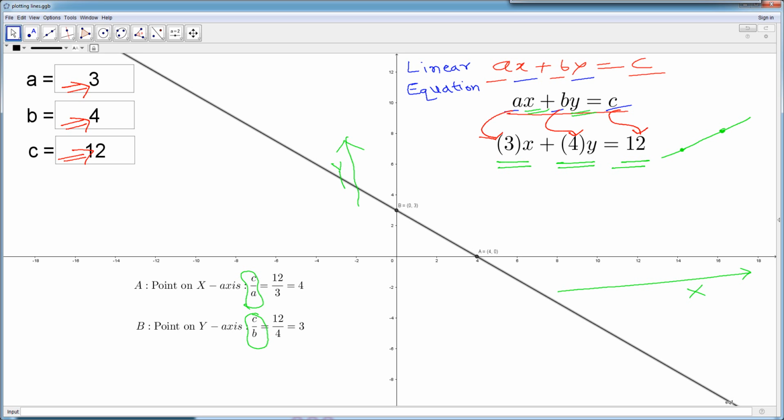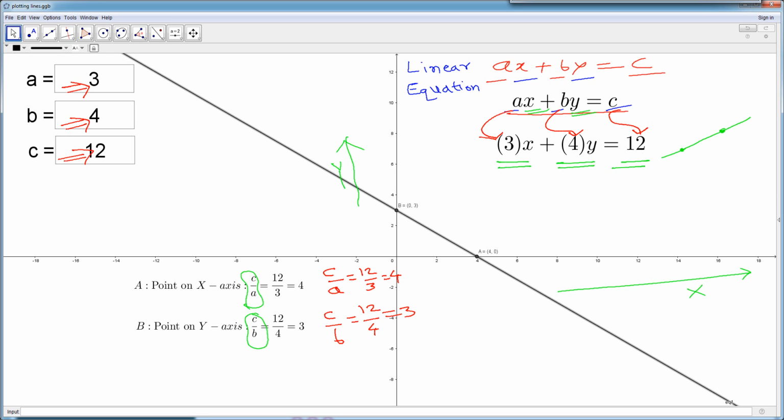As I mentioned, in order to plot the lines, we need 2 points, and generally we take 1 point on the x-axis and 1 point on the y-axis. So the point on the x-axis is given by c upon a. It is 12 upon 3 which is equal to 4, and the point on the y-axis is given by c upon b. Recall that the value of c is 12, the value of b is 4, so it is 3.